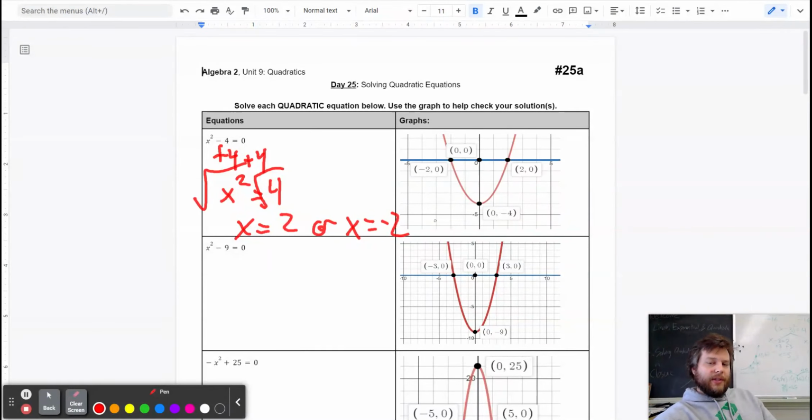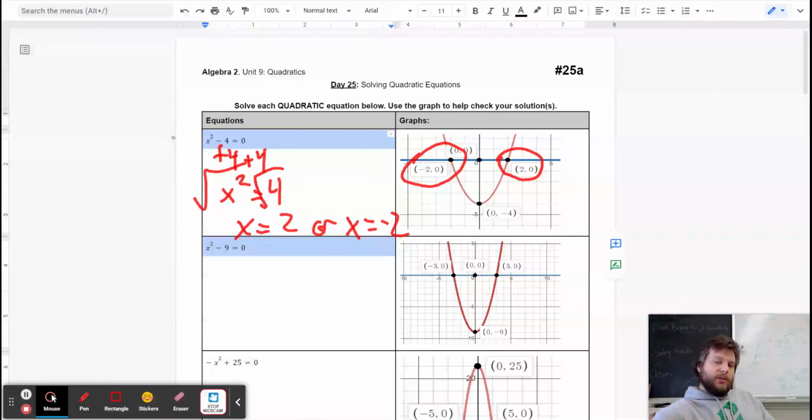I want you to notice that those numbers are actually the points of intersection for my parabola and my line right there. So x equals 2 is where it hits the line on the right. X equals negative 2 is where it hits the line on the left. Because parabolas have that symmetry to them, you're usually going to see two solutions. Not always, but usually.